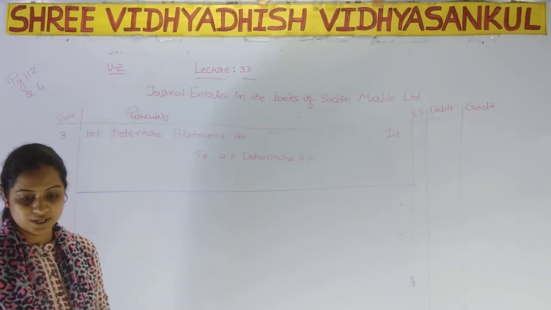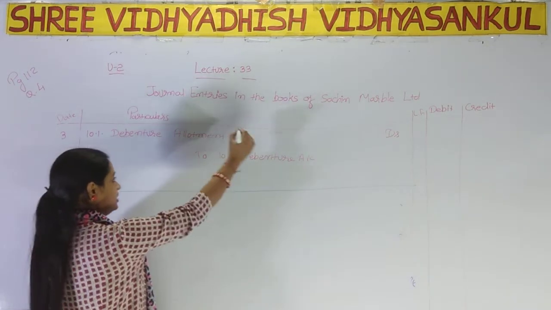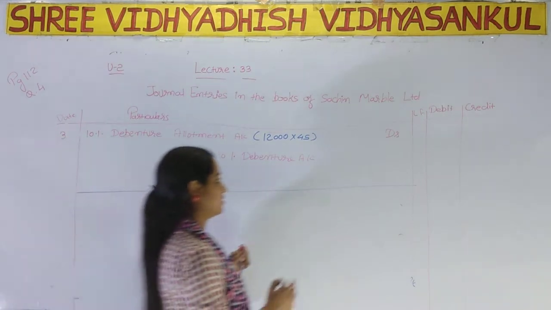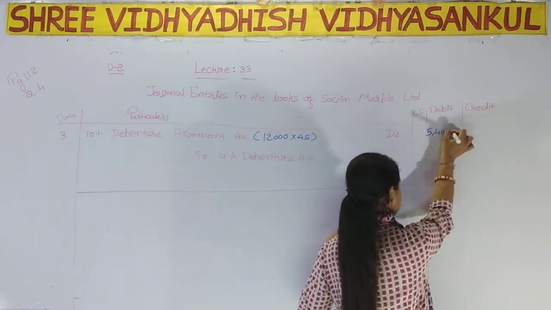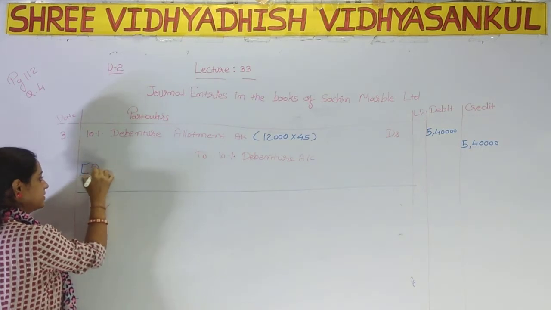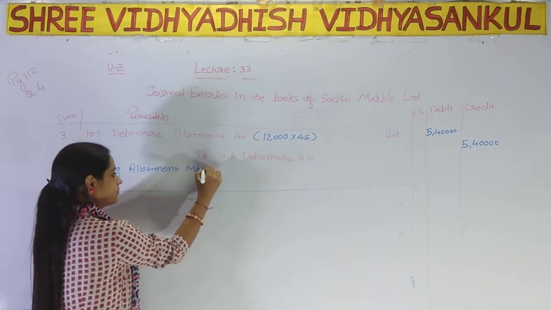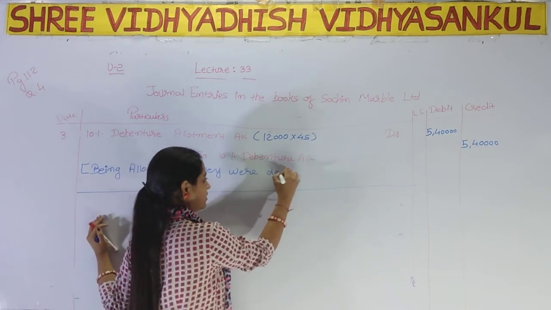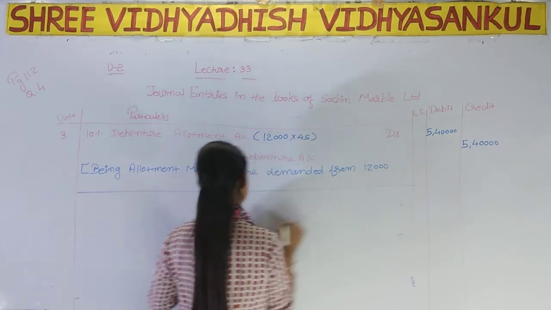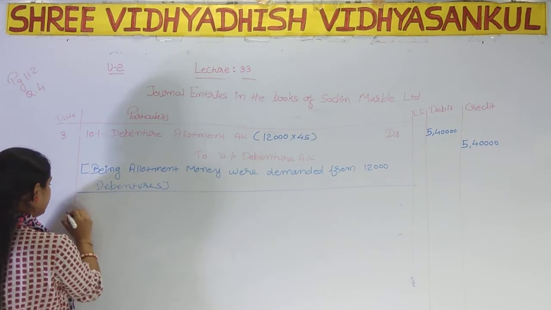See, there are total 12,000 debentures into we have demanded 45 rupees, right? So 12,000 into 45, that means we have demanded 5,40,000 rupees. Into bracket being allotment money were demanded from 12,000 debentures. Bracket over, underline, leave one line, then fourth one.